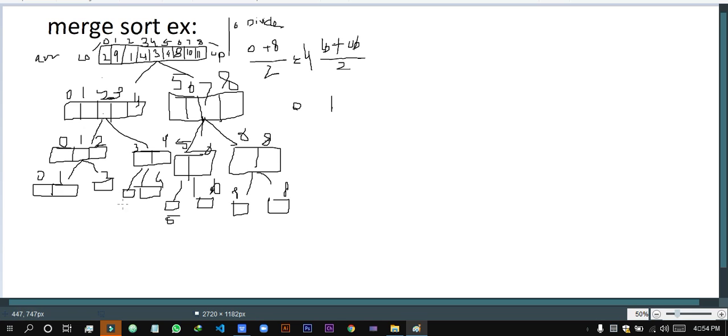Okay, this has been 3, this has been 2, and it is also being distributed until we get an element. 0 and 0, 1, 2, 3, 4, 5, 6, 7 and 8. Okay, now we have 8 sorted merge lists.